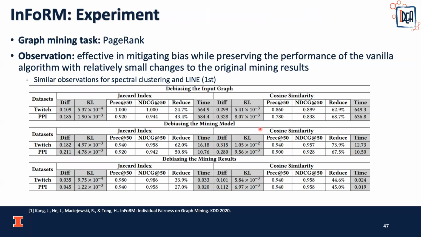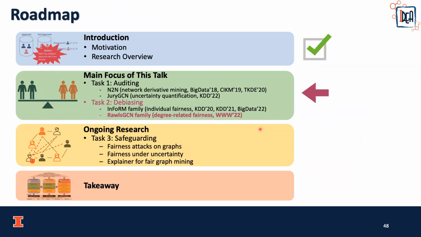And here we show the effectiveness in mitigating the individual bias with our proposed method. We can see that our proposed method is effective in mitigating the bias while preserving the performance of the vanilla algorithm with relatively small changes to the original mining results. So to summarize, in this work, we have developed a quantitative measure for individual bias on graphs, and we have also developed three bias mitigation algorithms, as well as a theoretical understanding of the cost of enforcing the individual fairness. And in the next part, I'm going to introduce another work in the debiasing task that studies the degree-related fairness on graph convolutional networks.